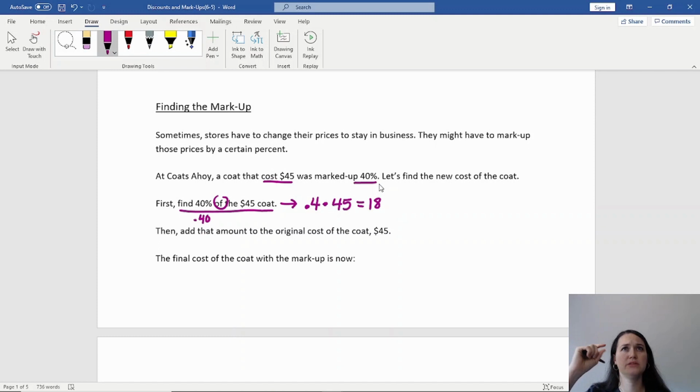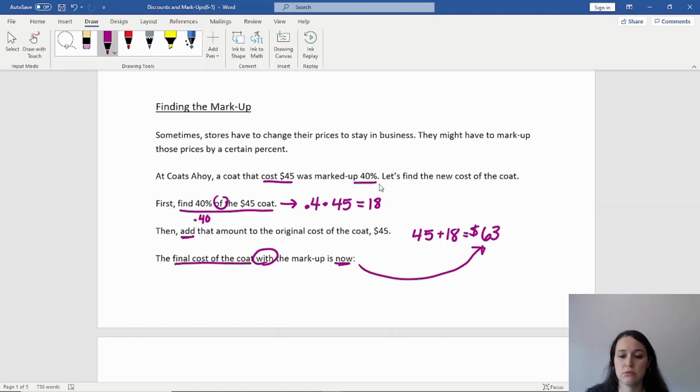So right now the coat is $45, but I'm going to mark it up an additional $18. So I'm going to add this amount to the original. So 45 plus 18 is going to be $63. So the final cost of the coat with the markup is now $63. Might be a fancy coat. Coats are kind of pricey, in my opinion.